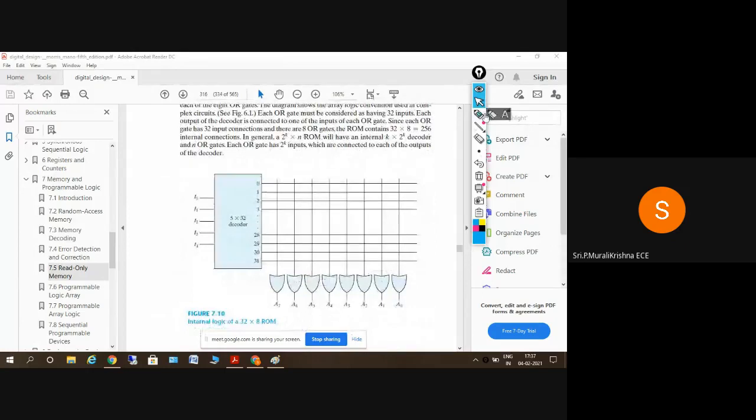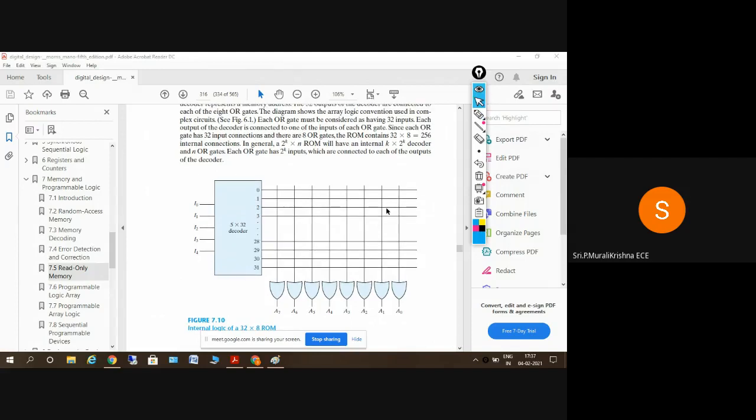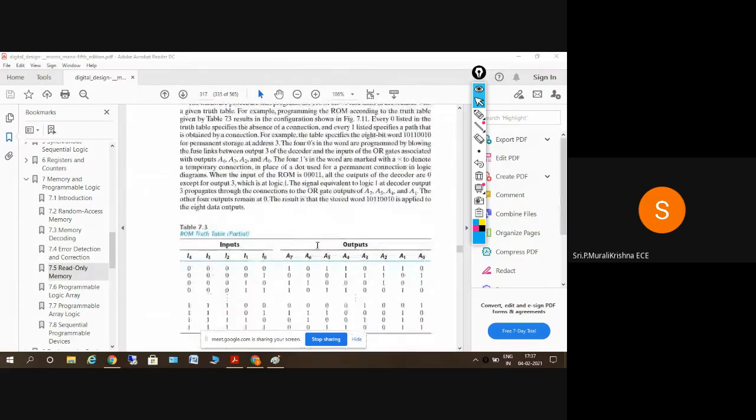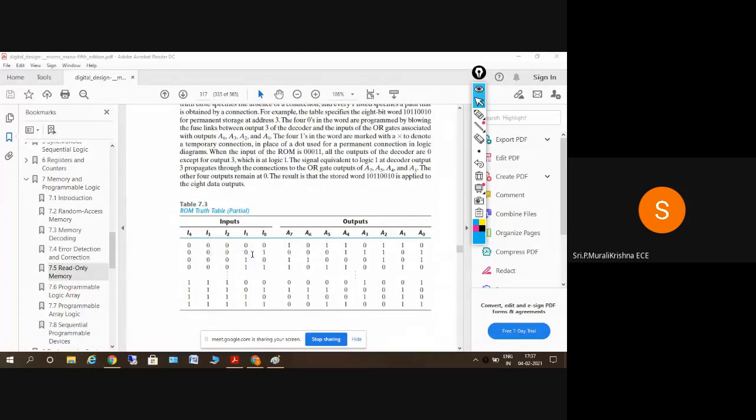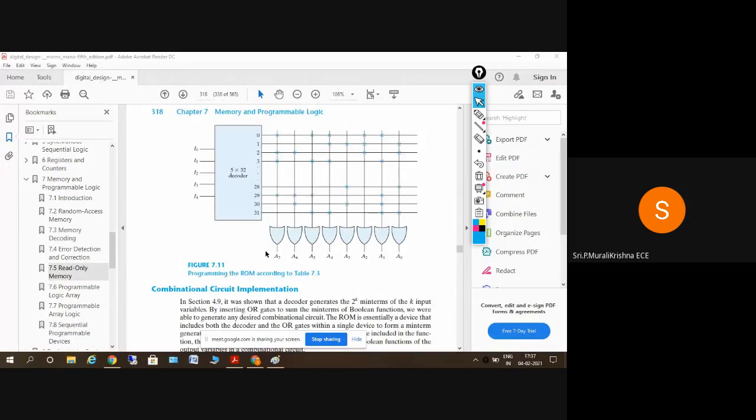Yeah, this is the kind of problem you will get here. So I'll put a cross mark like this based on the truth table. This is an example truth table. So I'll put cross marks here based on the truth table, I'll program them based on the truth table, and I'll connect them based on the truth tables here.